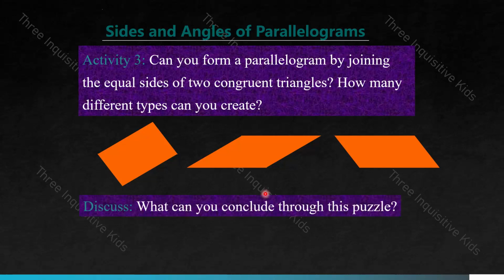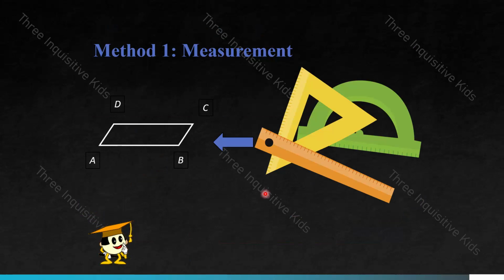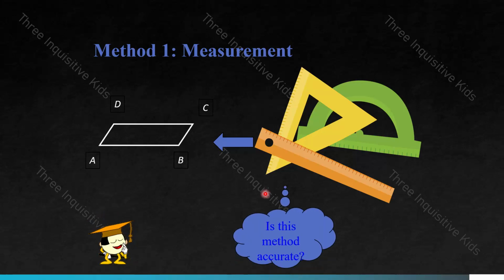Through this puzzle, what can we conclude? We can conclude that opposite sides of a parallelogram are equal and that opposite angles are equal as well. Is this conclusion correct? Well, here is our method 1 to finding out. Measurement. We can directly measure using rulers.